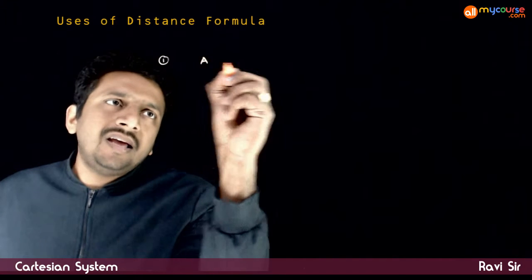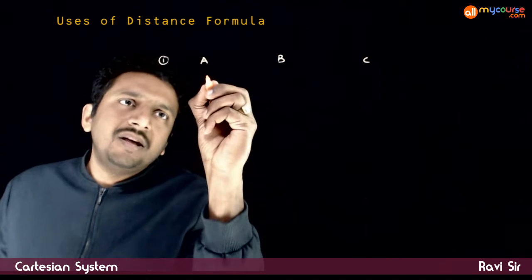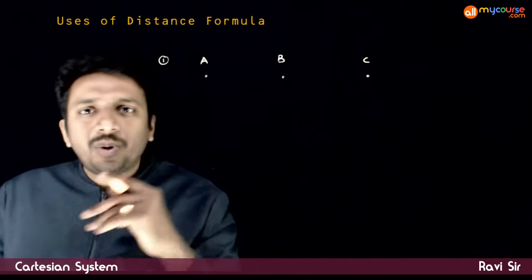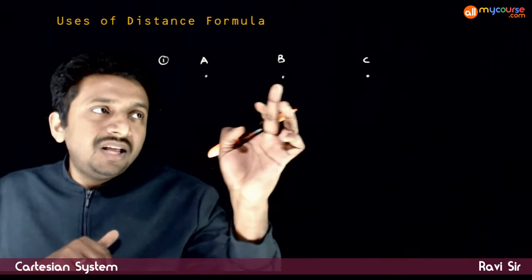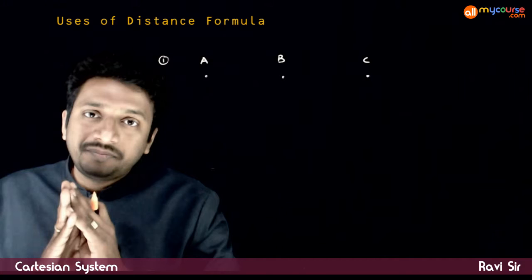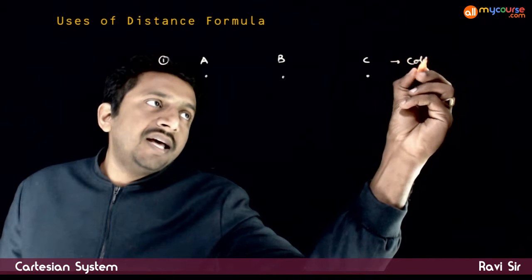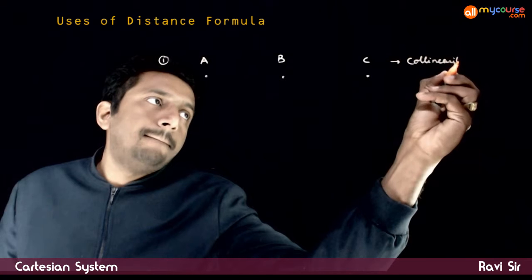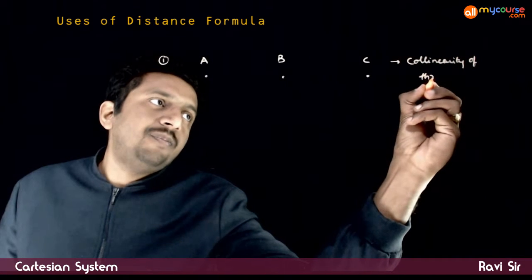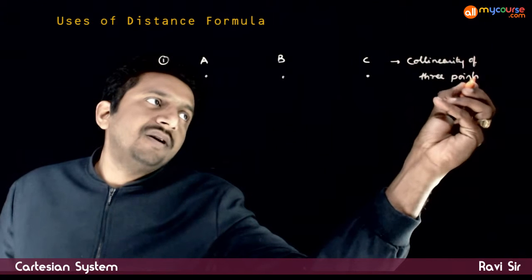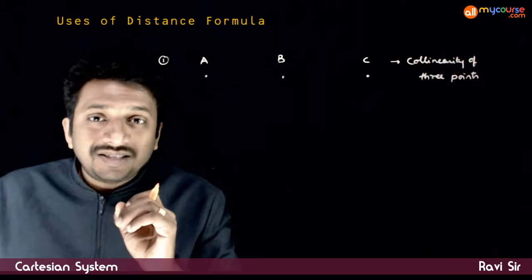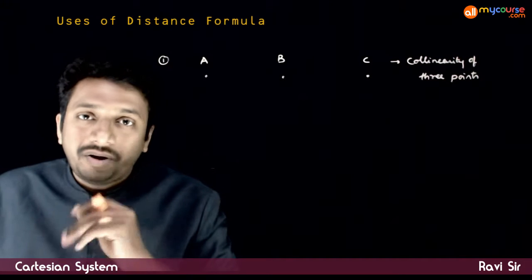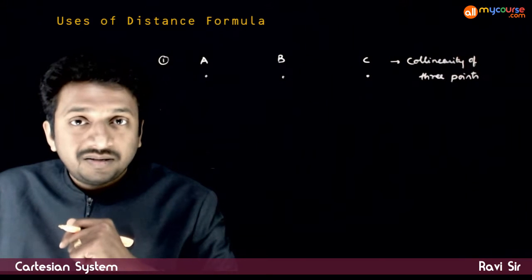is if you are given 3 points A, B, C. If you are given the coordinates of 3 points A, B, C, using distance formula, we can check whether these 3 points are collinear or not. So collinearity of 3 points. If the coordinates of 3 points are given, we can check whether the 3 points are collinear or not using distance formula. So how do we do this?